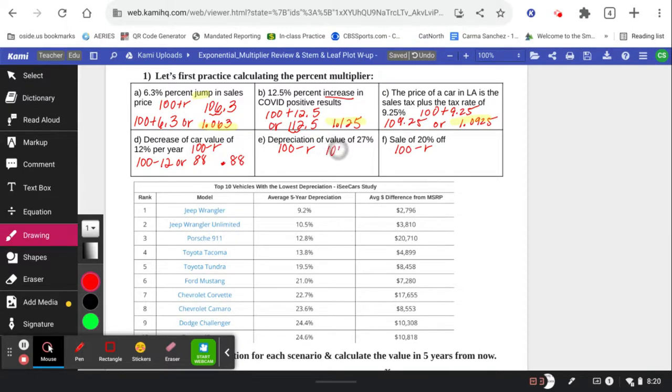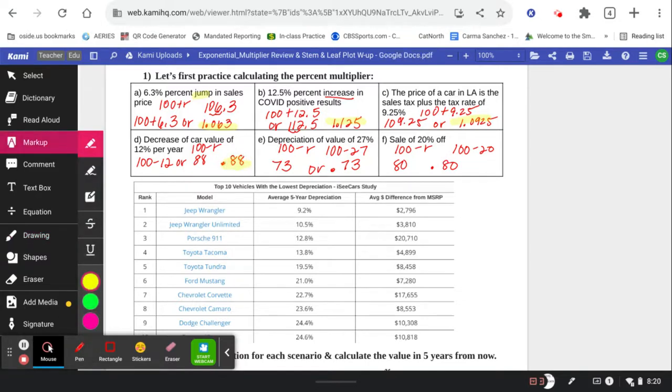100 minus a 27% depreciation. That gives us 73, or a 0.73 depreciation factor. 100 minus 20% is an 80, or a 0.80 multiplier. So take a look at those real quick and see if you remember how to get those multipliers from Math 1. And if not, we're going to be practicing it a lot this chapter, so it will start to make sense.